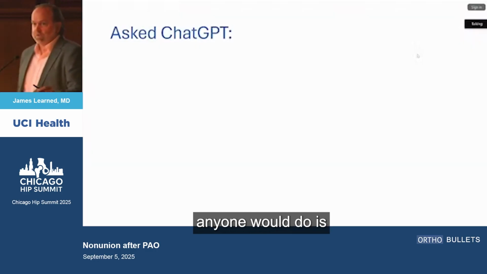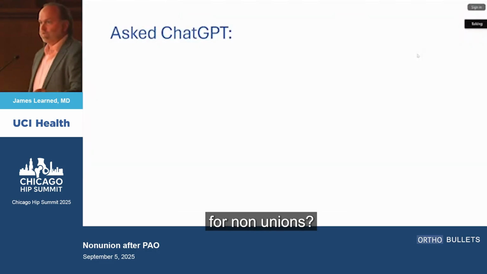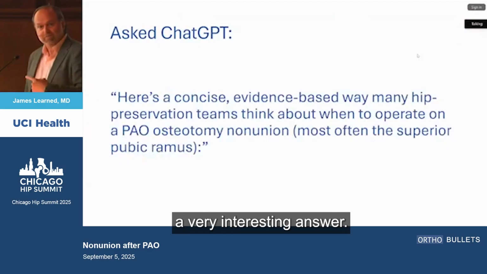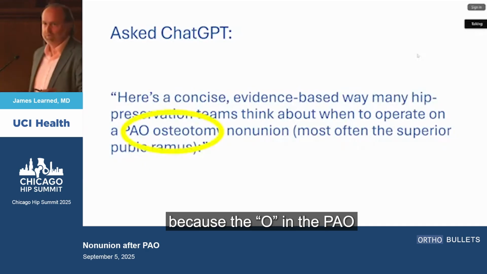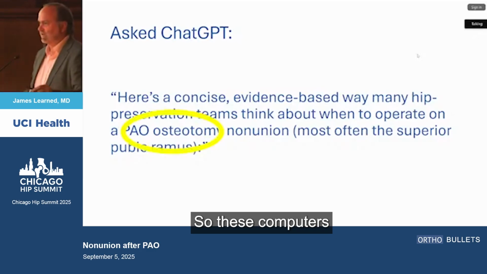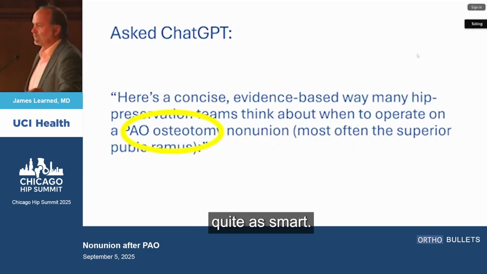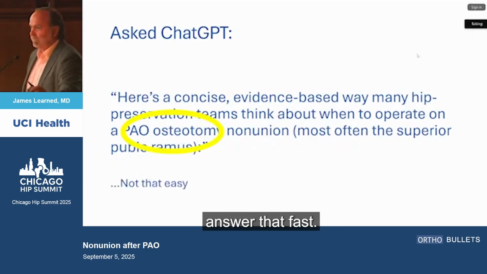So I did what anyone would do: I went and asked ChatGPT, what do we do for non-unions? And it gave me actually a very interesting answer, but I'm going to hide that for now. And then I said, well, that's stupid, because the O in PAO is for osteotomy, so it's redundant. So these computers are getting there, but they're not quite as smart. So I'm not going to give you the answer that fast, but I will show you what it said at the end.